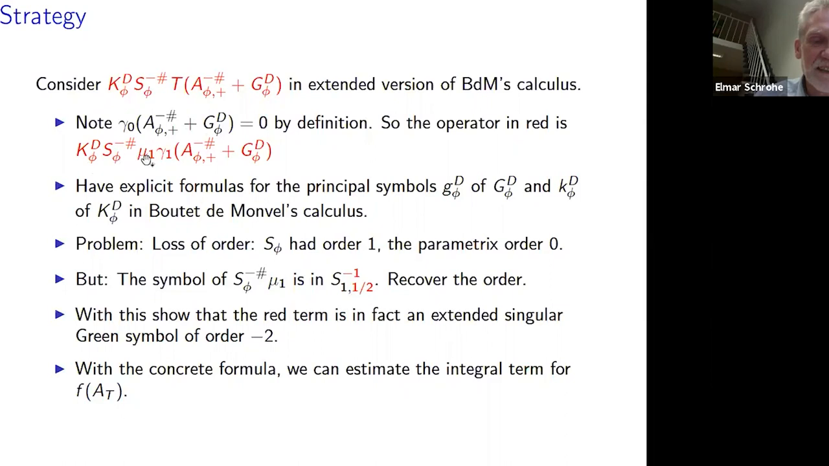Now you look at this thing and you find out, okay, even though this S minus sharp, this parametrix to S, is not good, if you multiply it again by mu one, then it is much better. So before it had order zero, you multiply it by this function, it has order minus one. Still, it's in this bad symbol class, but at least we have recovered the order. And then we use our extended calculus and show that after all, this is a nice operator. In this extended calculus, it's actually a Green operator of order minus two, just as you would expect. And with the concrete formula for the symbols that you have, I mean, you understand the Dirichlet problem fairly well, and you only need the top term, you can actually work out what the top term of the integral is and estimate it. And that's it.